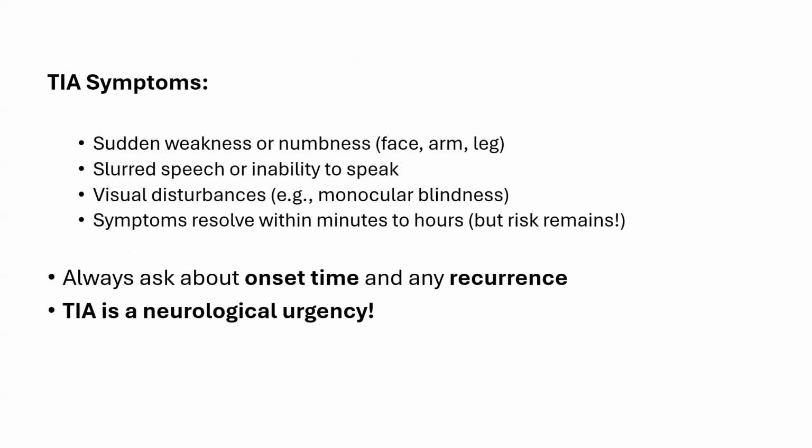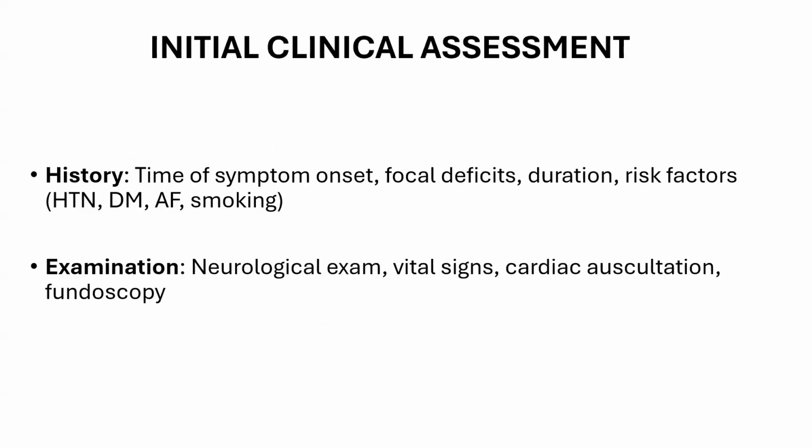The TIA symptoms the patients present with will be sudden weakness or numbness in the face, arm, or leg, and slurred speech or inability to speak. They will also have visual disturbances, and most of these symptoms will resolve within minutes to hours. But what we need to know is, although the symptoms resolve, the risk remains. So always ask about the onset time and any recurrence, and keep in mind that TIA is a neurological urgency, and thus we have to manage it as an urgency, and we have to manage it in primary care. So the initial clinical assessment is to obtain the history of time of symptom onset, any focal deficits, duration, and of course risk factors.